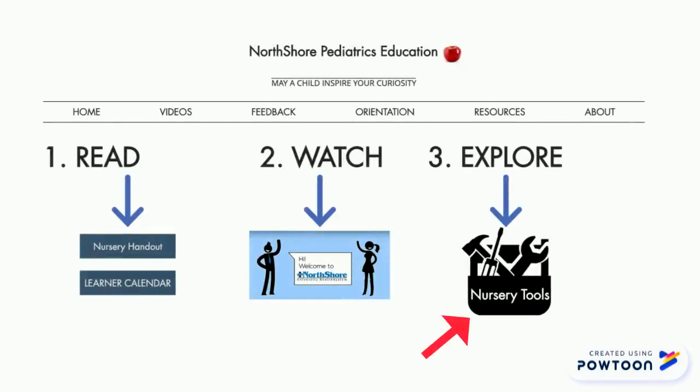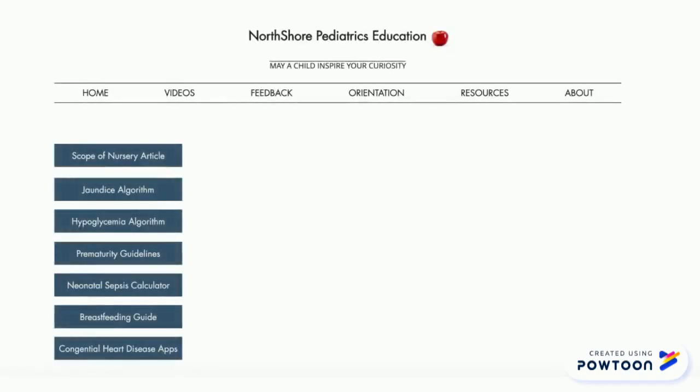As census allows, we should also try to teach the residents on core curriculum nursery topics. You can find some resources for this in the Nursery Tools tab. Here you'll find links to our algorithms, including jaundice, hypoglycemia, prematurity, and some links to the Kaiser sepsis calculator and our breastfeeding guideline, which are all great topics for nursery.